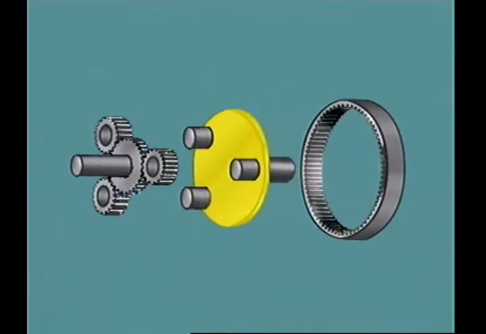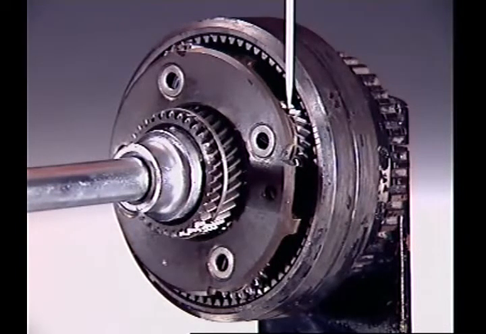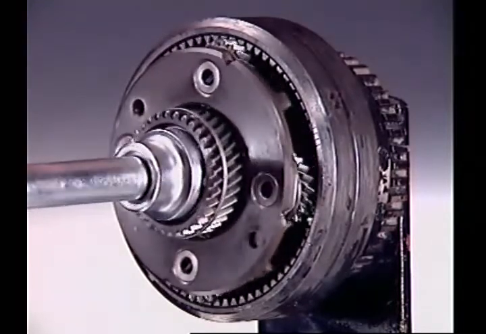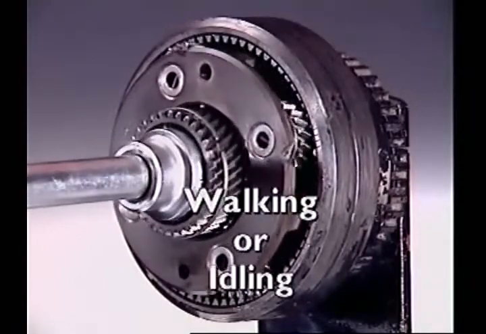It also locates them so they can mesh with an internally toothed ring gear. This means the planet pinions are always in mesh with the sun gear and the ring gear. In operation, their motion is described as either walking or as idling.